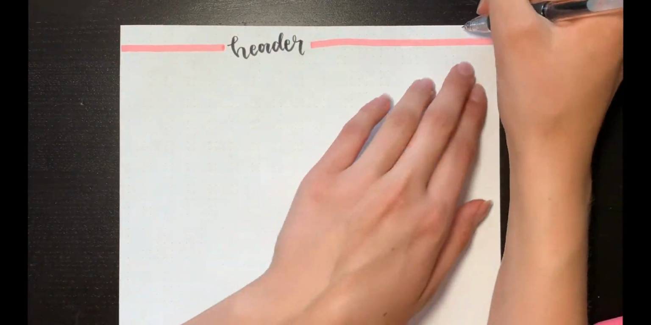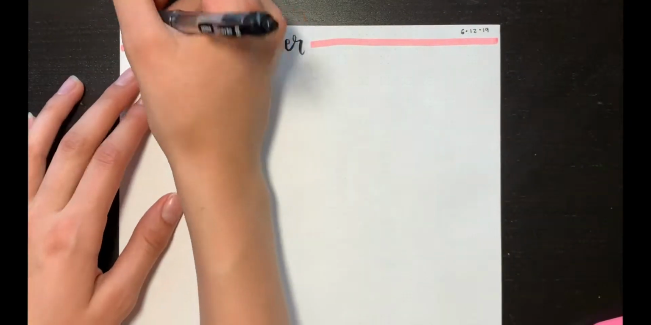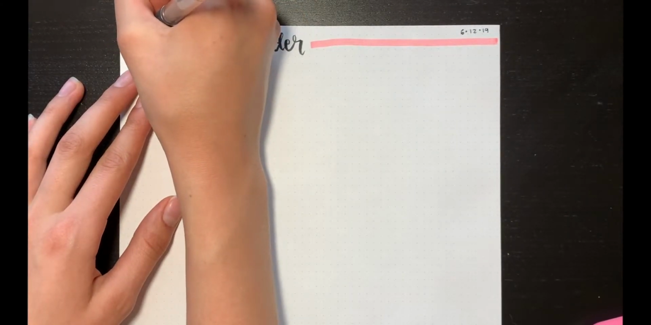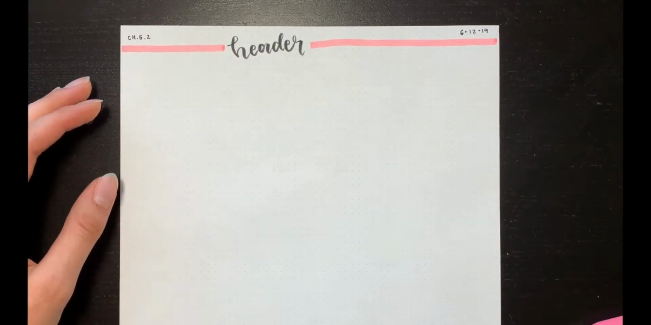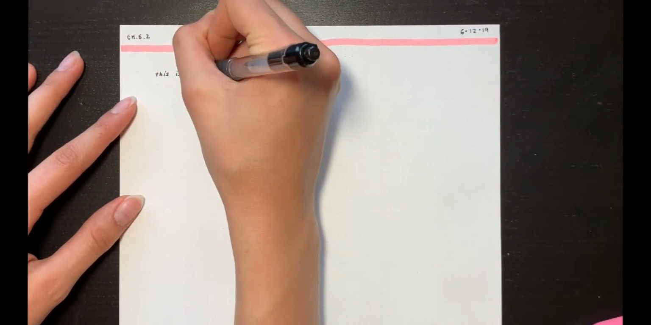So I usually just start out with a header in calligraphy or something, and then a little highlighter just to kind of bring out the header and the top of the page. And then I always write the date in the top right and the chapter and section in the top left.